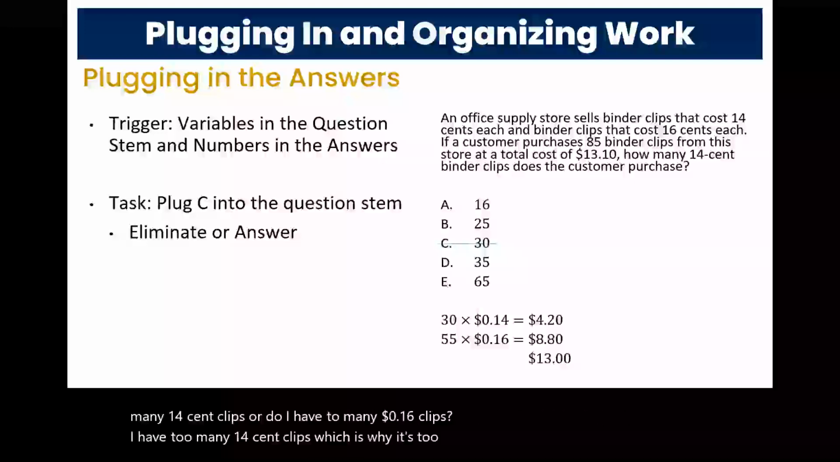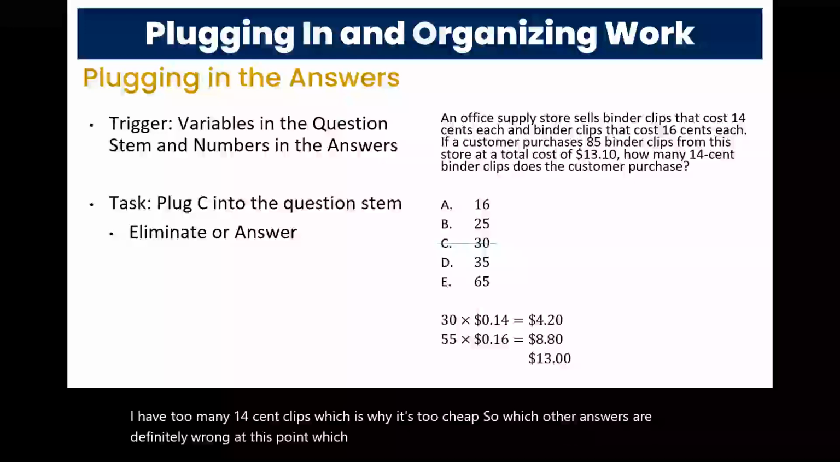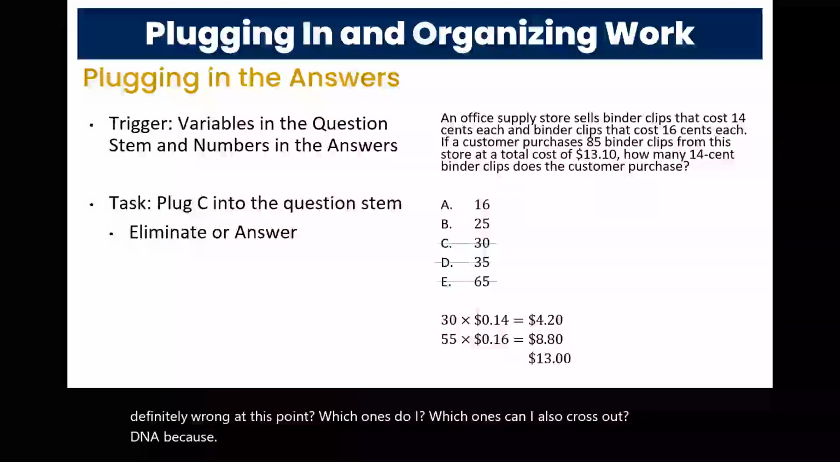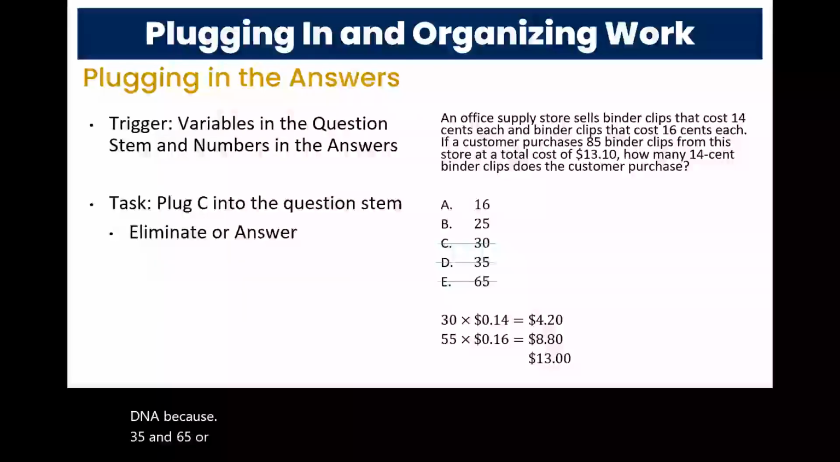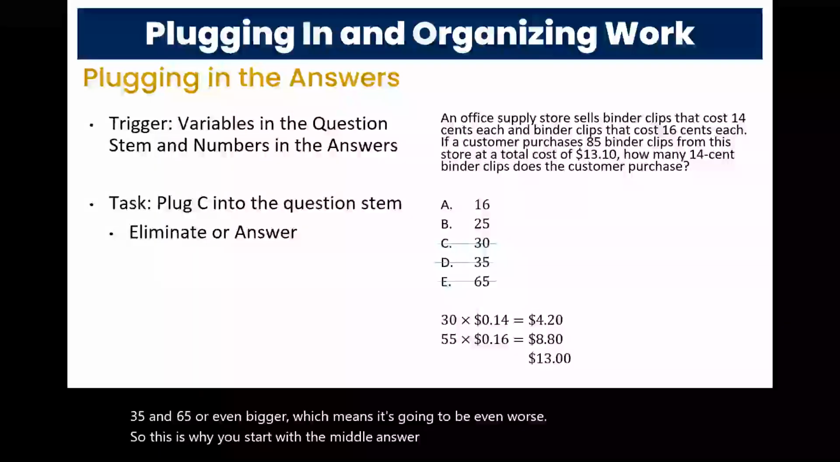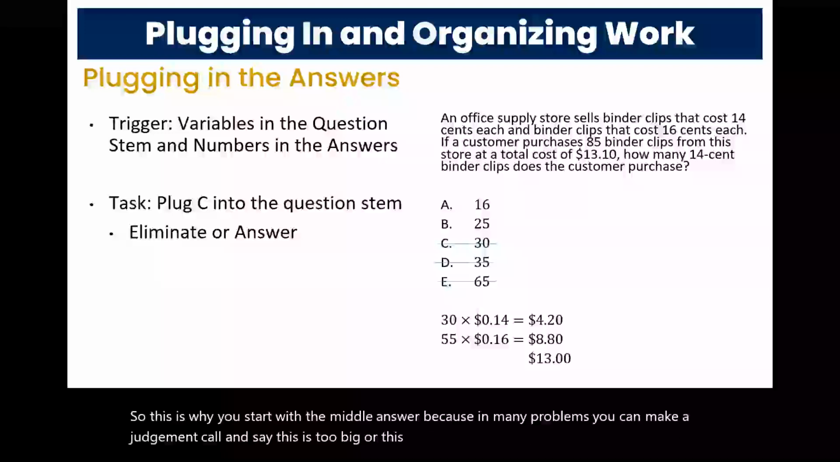So which other answers are definitely wrong at this point? Which ones can I also cross out? D and E, because 35 and 65 are even bigger, which means it's going to be even worse. So this is why you start with the middle answer, because in many problems, you can make a judgment call and say, this is too big or this is too small. And so therefore, you can eliminate 3 answers at once.